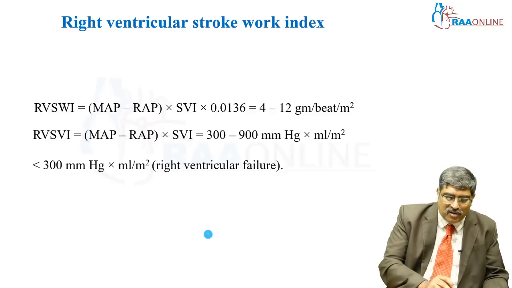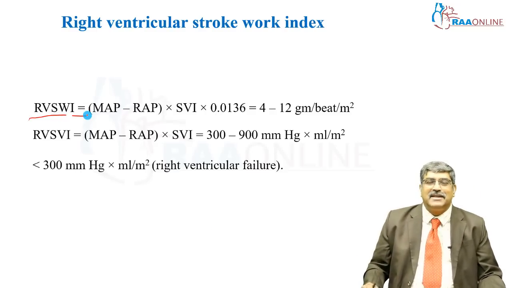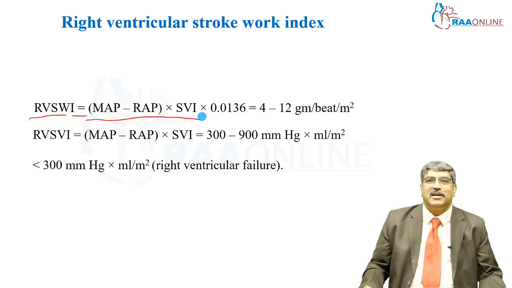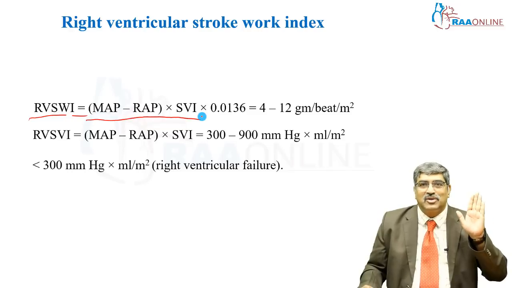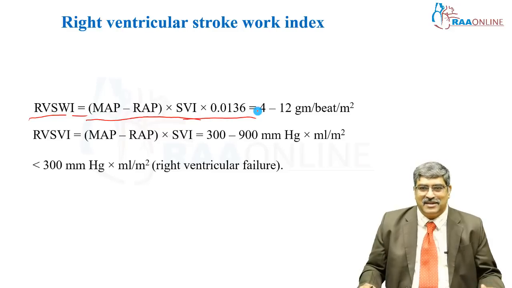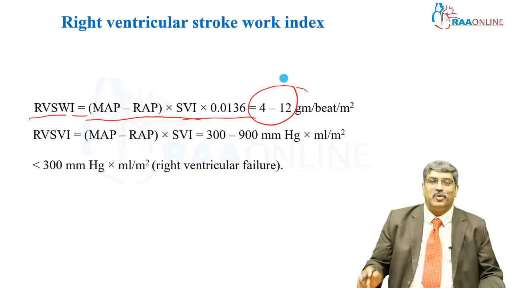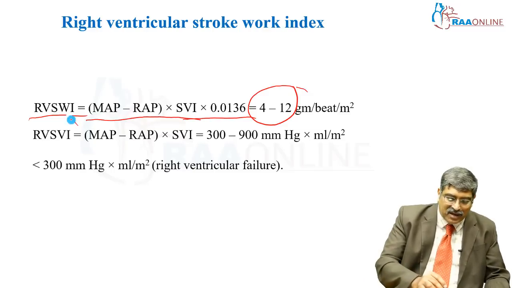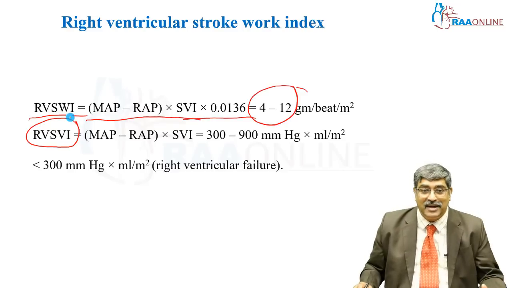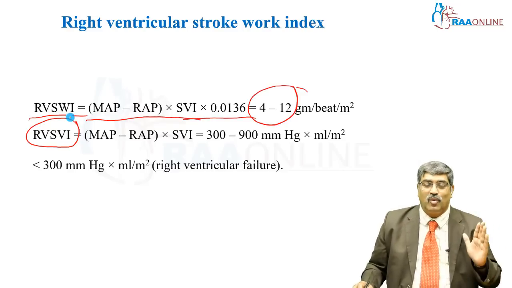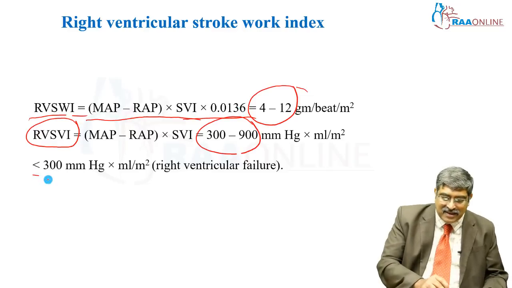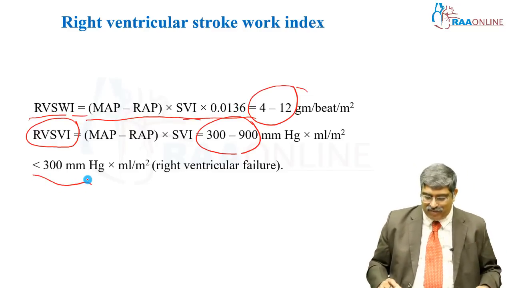Coming to right ventricular stroke work index, it is calculated by mean arterial pressure minus right atrial pressure into right ventricle stroke volume index into 0.0136. Normally it is around 4 to 12. Coming to right ventricular stroke volume index, here it is mean arterial pressure minus right atrial pressure into your stroke volume index. Normally it is between 300 to 900. Less than 300 indicates right ventricular failure.